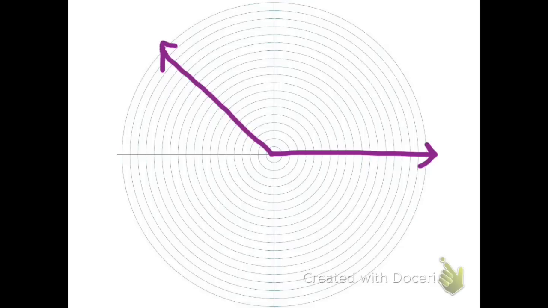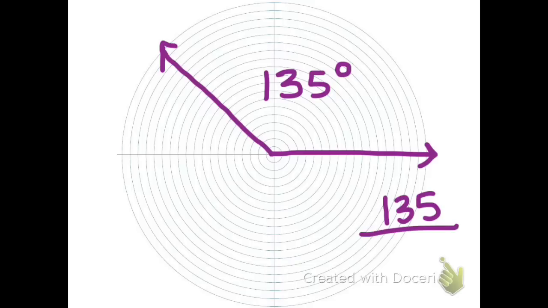Let's try another. This time we'll do an obtuse angle. I'm thinking it's probably somewhere around, let's say 135 degrees. So it is 135 degrees out of 360 degrees. So here you can see how this angle is just a fraction of the circle. So we can name angles in this way too. So just remember, every angle is a part of a circle.